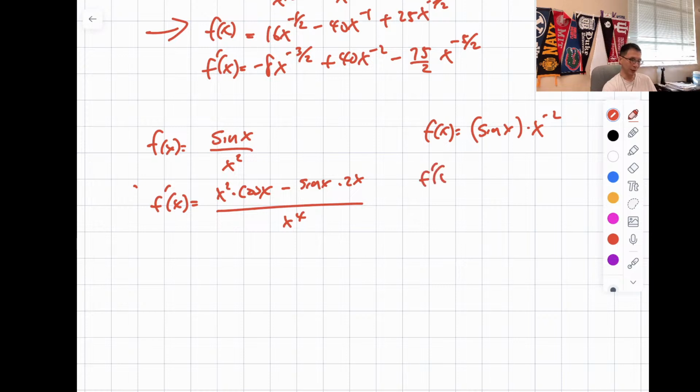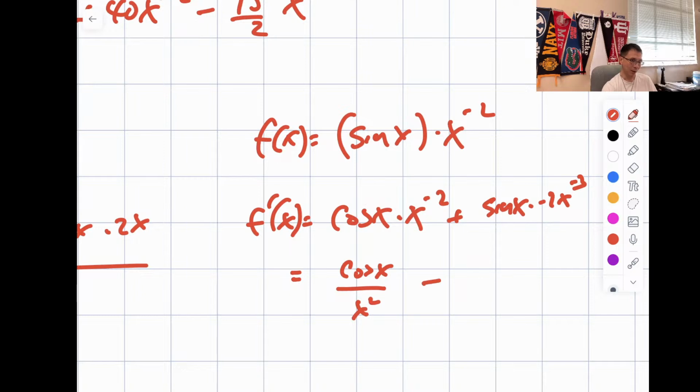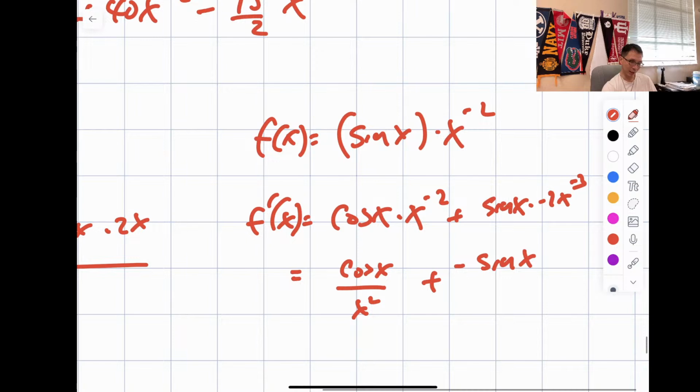Because if I take a derivative of this, it's gonna be cosine of x times x to the -2 plus sine of x times -2 x to the -3. And you're gonna be like, is that the same answer? Yeah, that's the same answer. If you pay attention, they are the same answer. Plus sine of x times -2 over x to the cube.